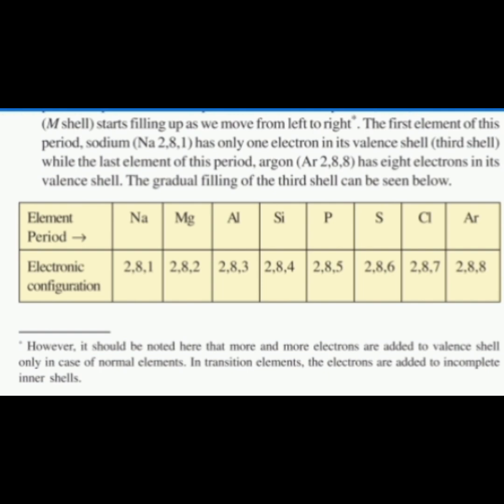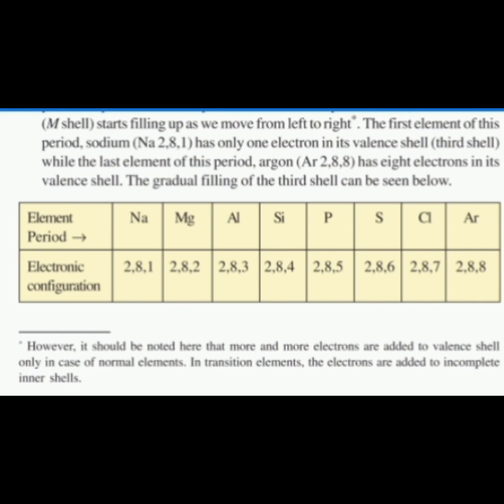For example, elements of third period, that is n equals 3. The third shell, M shell, starts filling up as we move from left to right. So there is a star. Star mark means importance. We have to read it. Star here. However, it should be noted here that more and more electrons are added to valence shell only in case of normal elements. In transition elements, the electrons are added to incomplete inner shells.